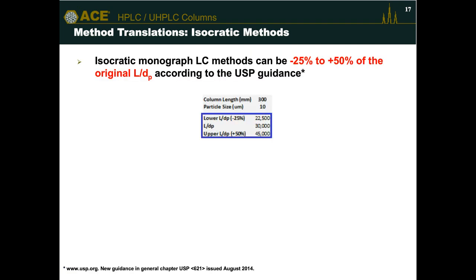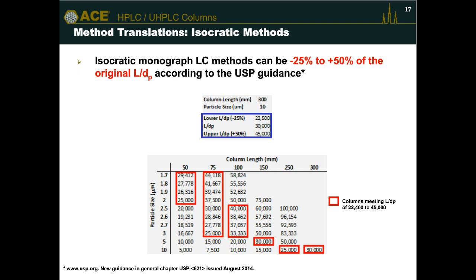Within the monograph, now we can go to more extremes of the length to particle size ratio. So we don't have to stick to that 30,000 in this case. Actually, within this box, there are many more columns, column formats that we could choose, but still meet the USP guidance. So let's have a look at what that does chromatographically.